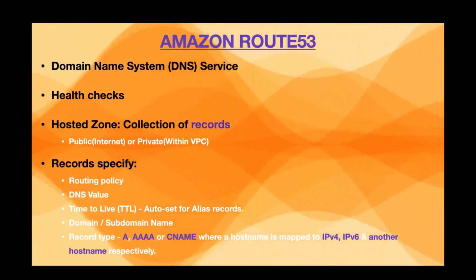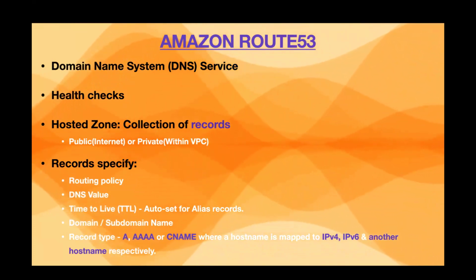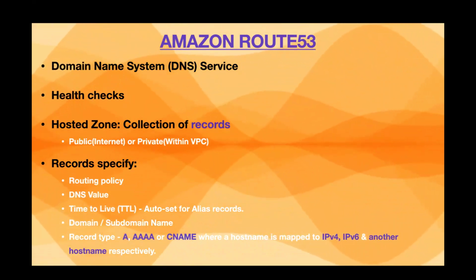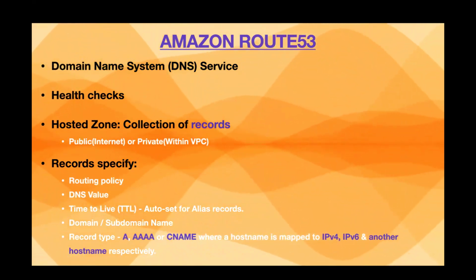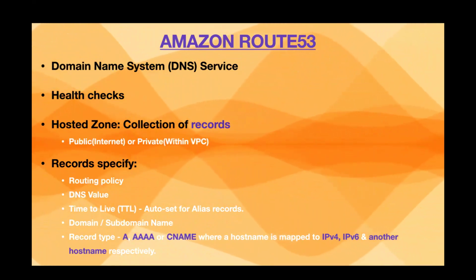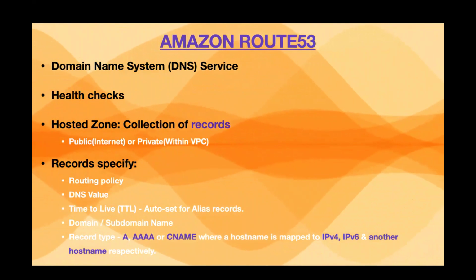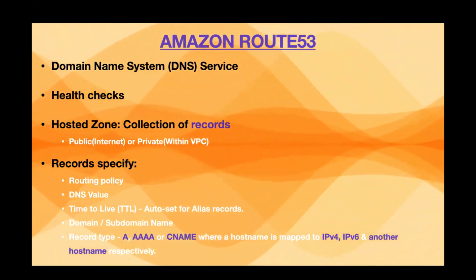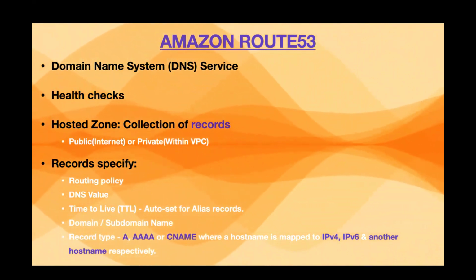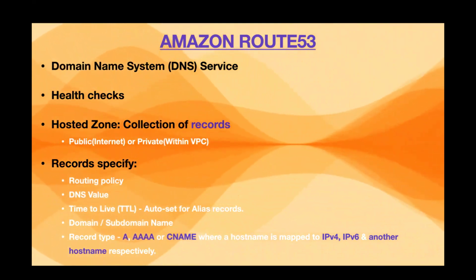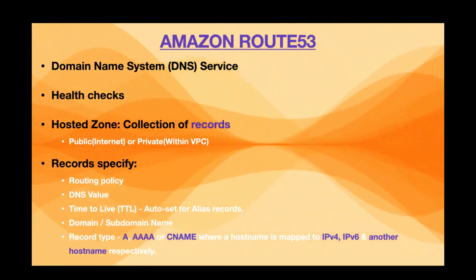And the record also contains a domain or subdomain name. In the example earlier, it was google.com. And your record has to also specify your record type. We have A, quadruple A, or CNAME. There are other record types too. So the A is mapped to IPv4 addresses, the quadruple A is mapped to IPv6 addresses, and the CNAME is mapped to another host name.